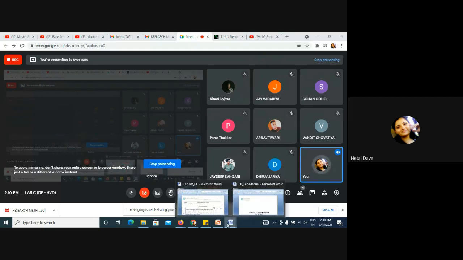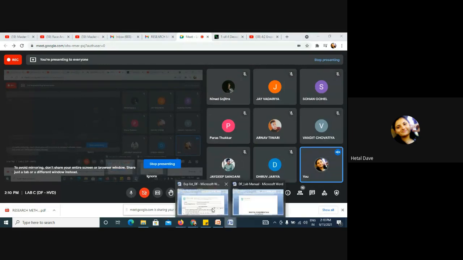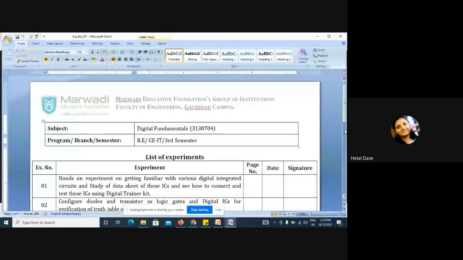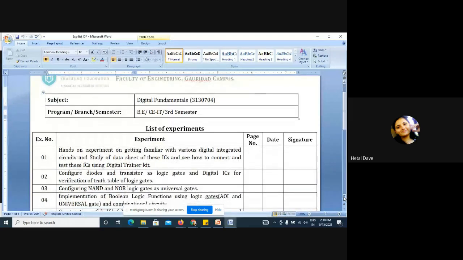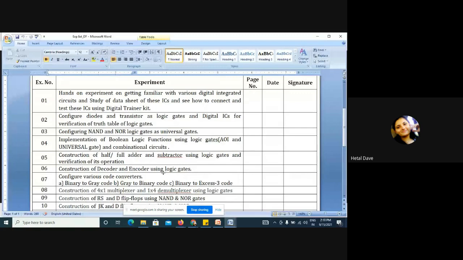First of all, I have shared the screen. Is it visible? Here I have opened your index. Generally, we start our experiment with the index. Today we need to perform your sixth experiment, and the title of the sixth experiment is construction of encoder and decoder. Let me highlight it so you can easily read it. Construction of decoder and encoder.